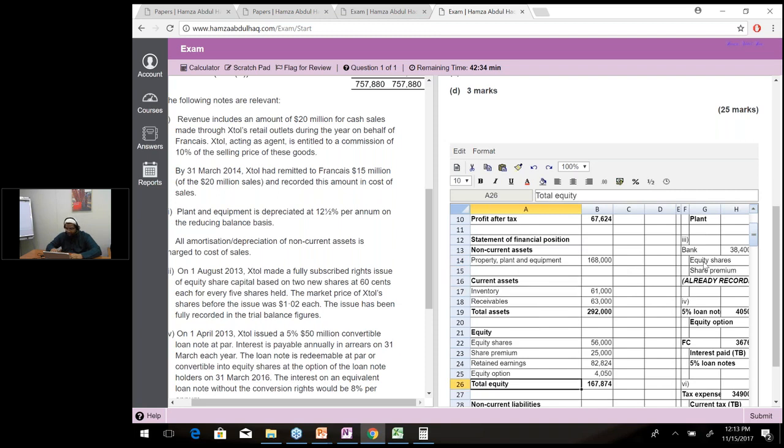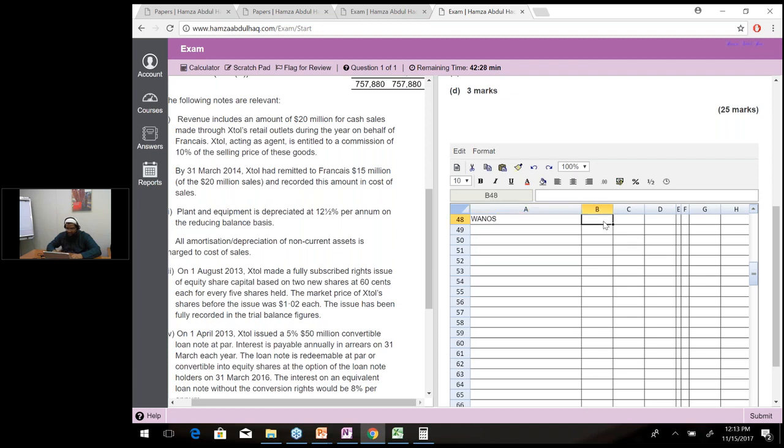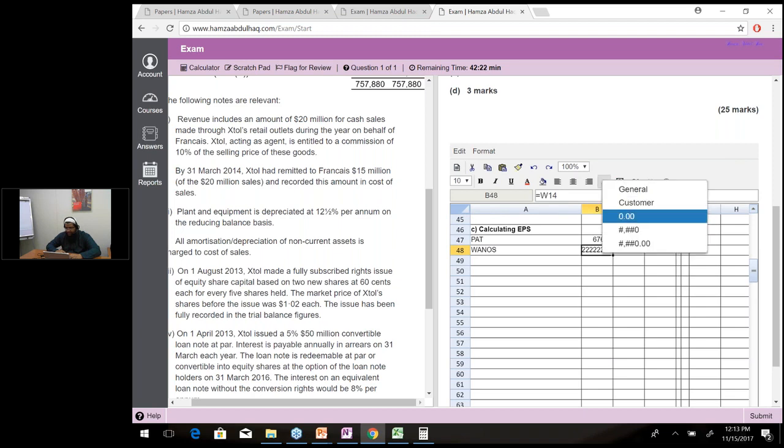So if I go down, I can write equals to W14 so that the system can directly take the value from over there. And now the basic EPS is going to be profit after tax divided by the number of shares, and I'm writing down this to 2 decimal places. So $0.33 is the basic EPS, or we may say 33 cents. It is the same. So 0.33 or 33 cents means the same.